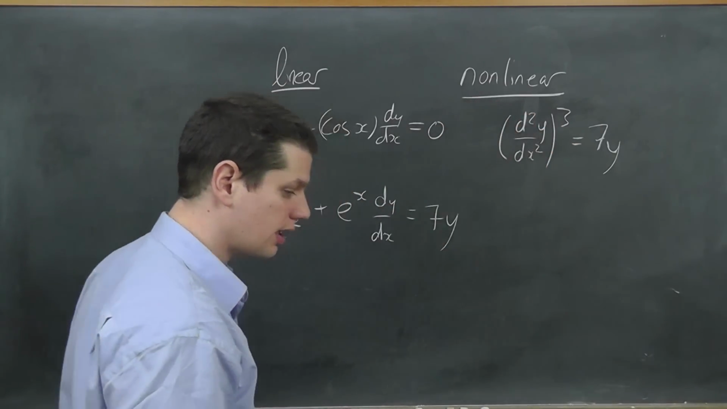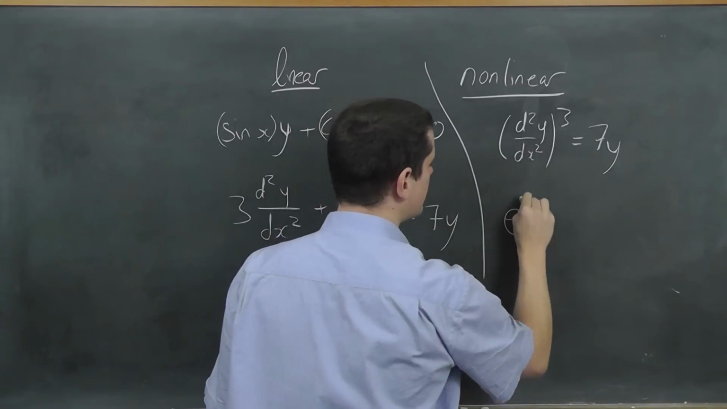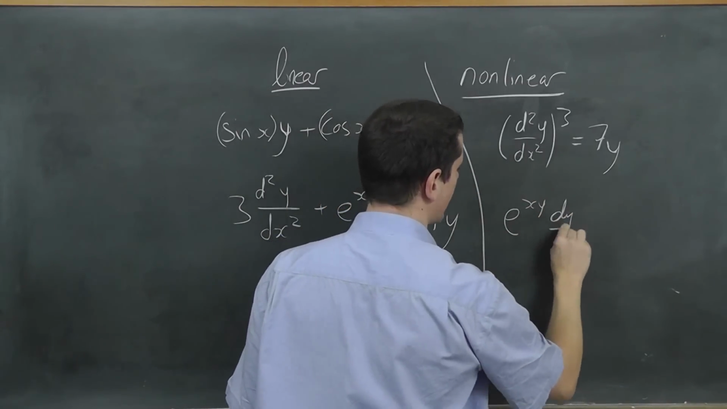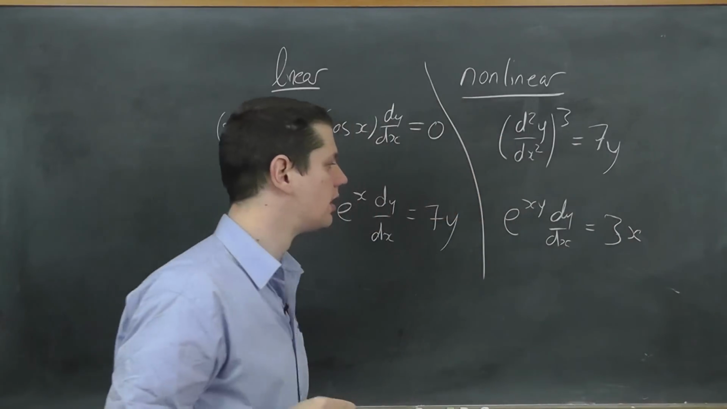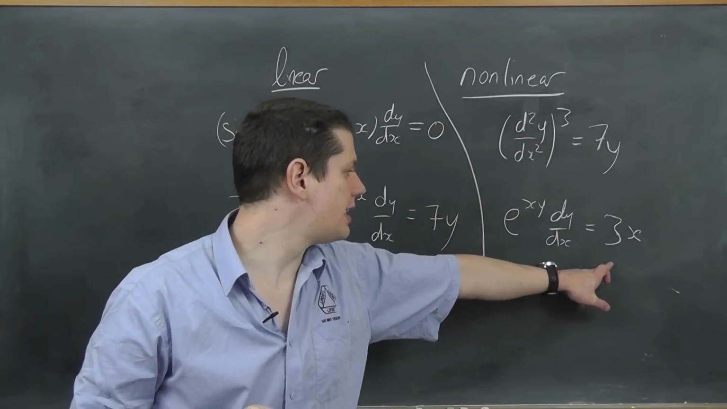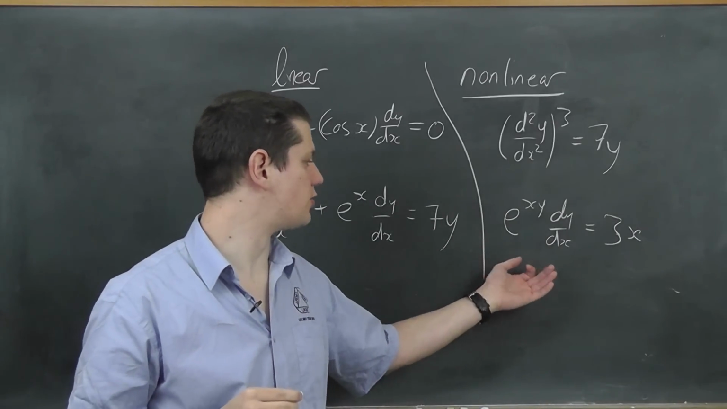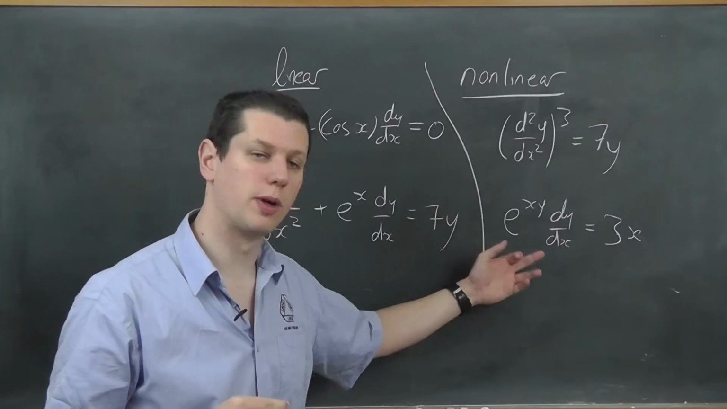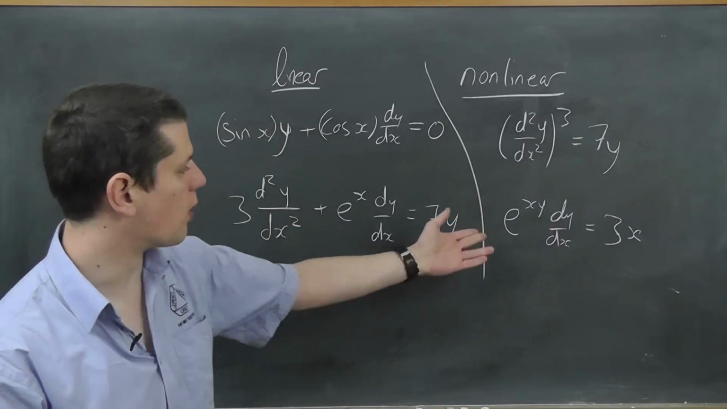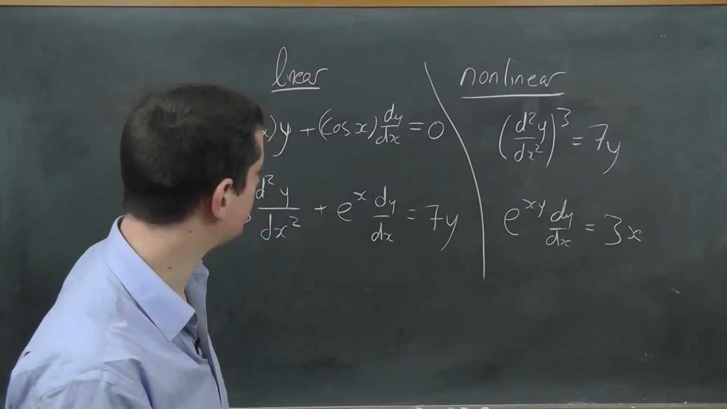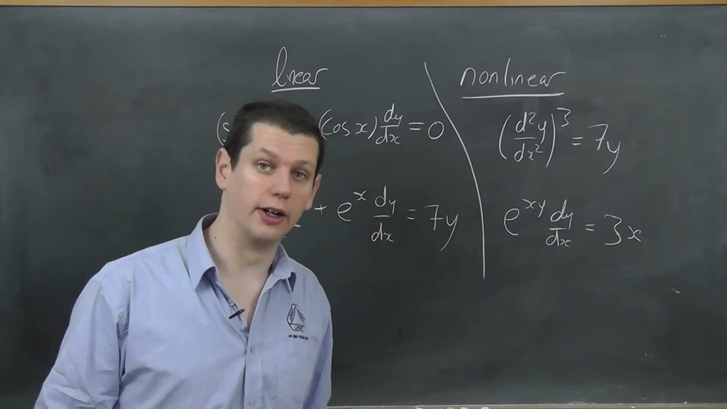Similarly, another example of a nonlinear equation is e to the xy dy by dx equals 3x. This term is linear, but this term isn't. We don't have a derivative of y times a function of x, we have a derivative of y times a function of x and y. So this equation is non-linear. In general, linear equations are much easier to solve than non-linear equations.